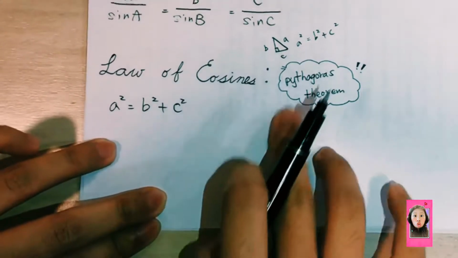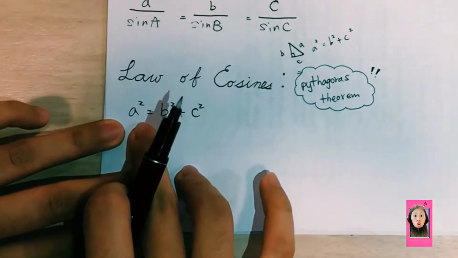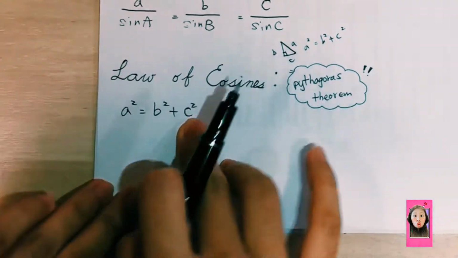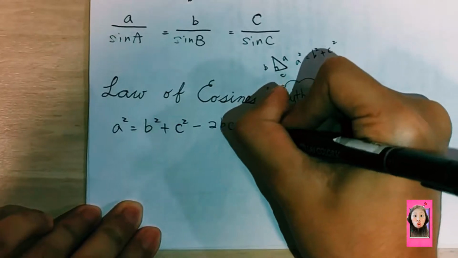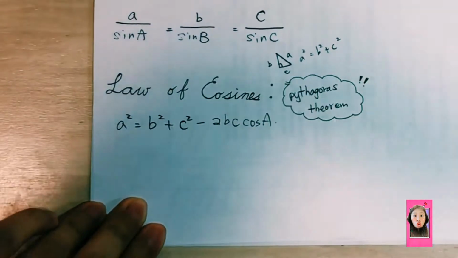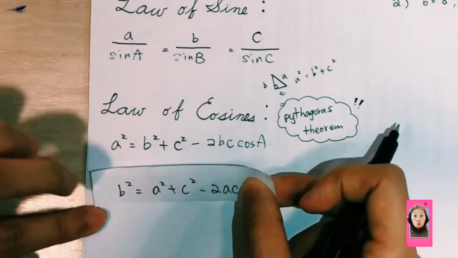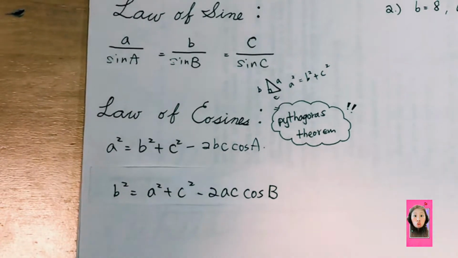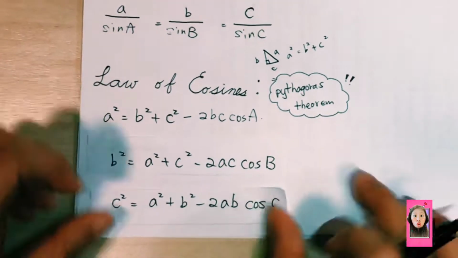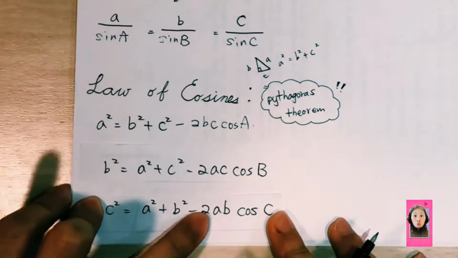The law of cosine is similar to this one. So a squared equals b squared plus c squared minus 2 times b times c times cosine A. Yeah. So b squared equals a squared plus c squared minus 2ac times cosine B. c squared equals a squared plus b squared minus 2ab times cosine C.